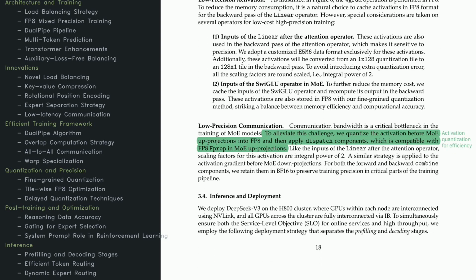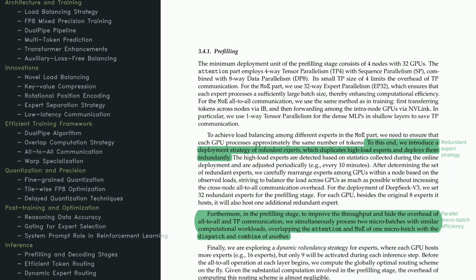The paper then covers memory efficiency in deployment. It quantizes key activations but keeps vital elements precise. Communication-heavy operations are streamlined for speed. Pre-filling and decoding are split into separate stages on H800 GPUs, each optimized for its own task, ensuring fast and reliable service. For the pre-filling stage, DeepSeek V3 uses 4 nodes with 32 GPUs, layering tensor, sequence, and data parallelism to reduce communication.